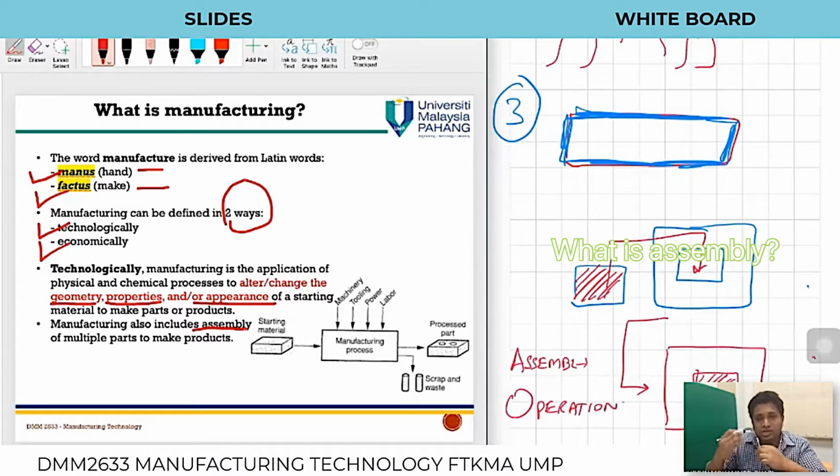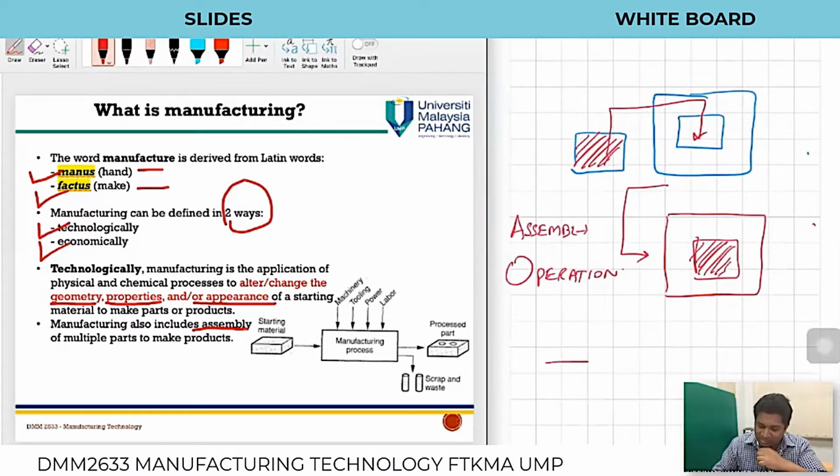Okay, joining two or more than two parts is called assembly operation. Joining many parts together to make a product is called assembly operation. Assemble something. Okay, so let's say I have got this plate and I have got another plate.